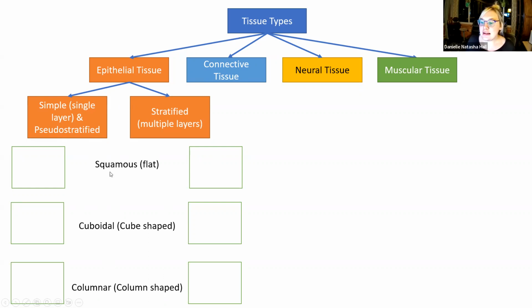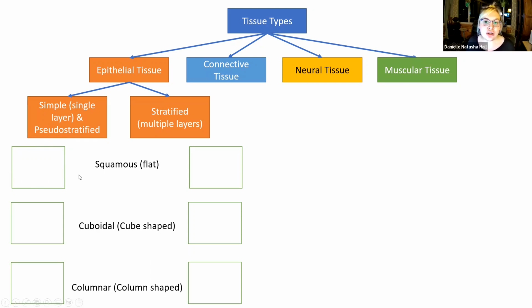So they're all listed here, underneath both of these larger headings. What I've done here is left blank boxes. I'd like you to draw in, or if you don't have the ability to draw, find images of what these tissues look like under histological slides.